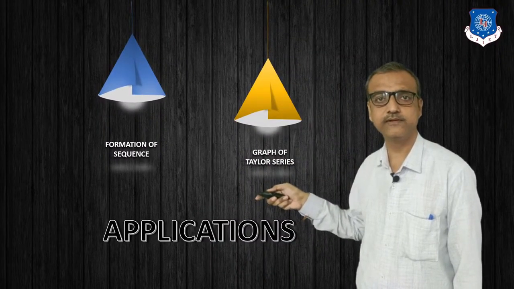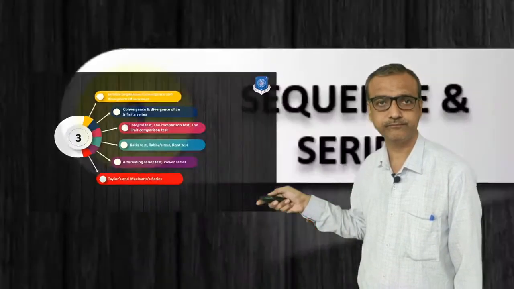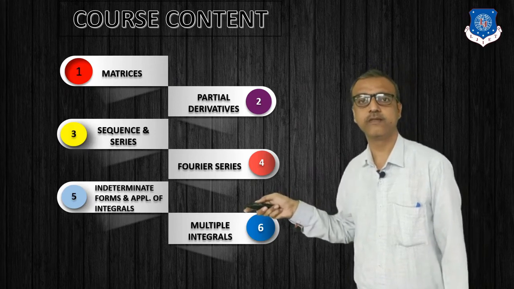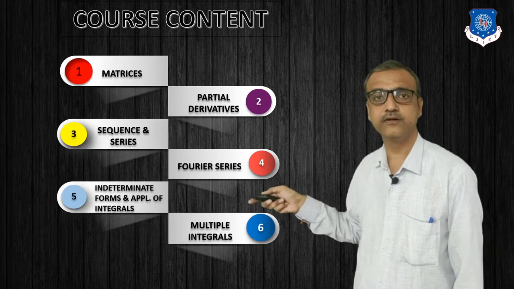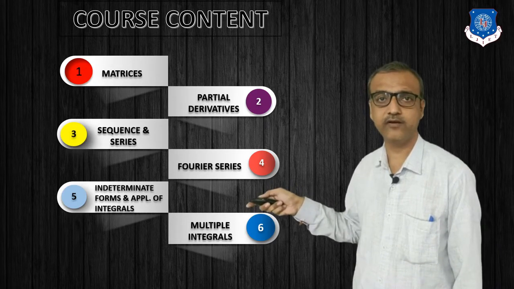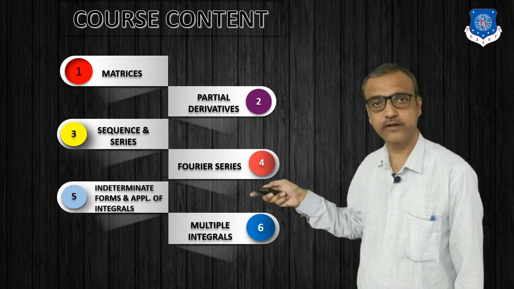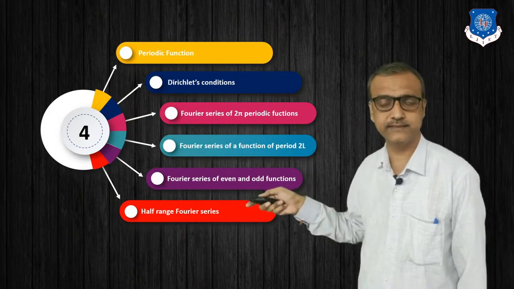Now we will see unit number 4, and unit number 4 is Fourier series. So first of all, what is Fourier series? Fourier series is the sum of infinite terms of sine and cosine. We use Fourier series to analyze the periodic functions. It is very useful in signals and systems.